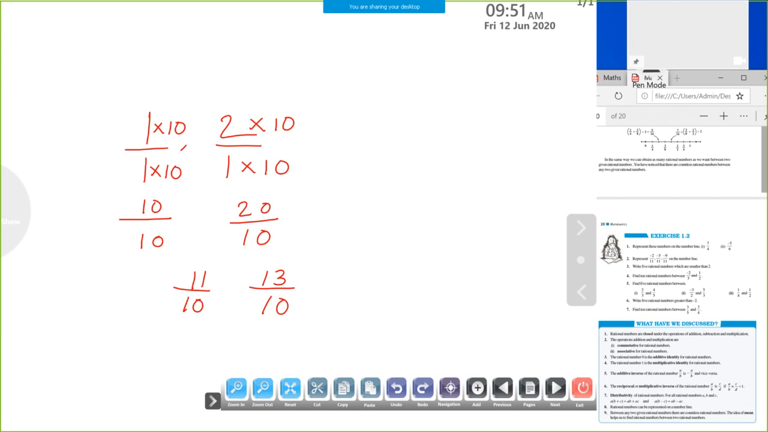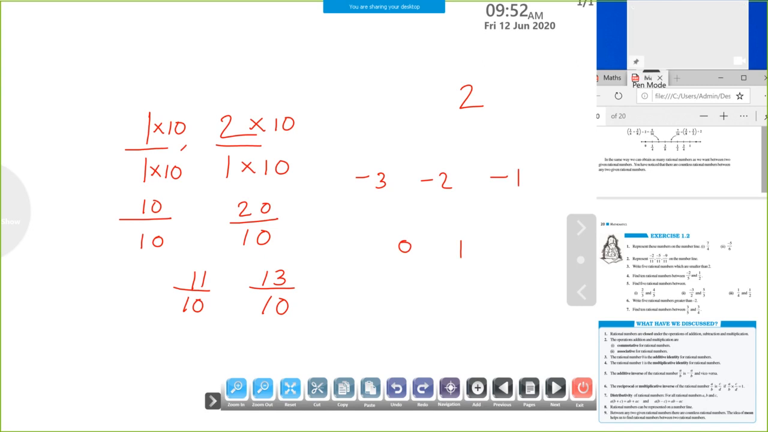Okay, so question number 3 is, write 5 rational numbers which are smaller than 2. Smaller than 2 means you can first write any numbers less than 2. 5 numbers less than 2. What are the 5 numbers you write? Minus 3, minus 2, minus 1, 0, 1. 5 numbers you got it, right?